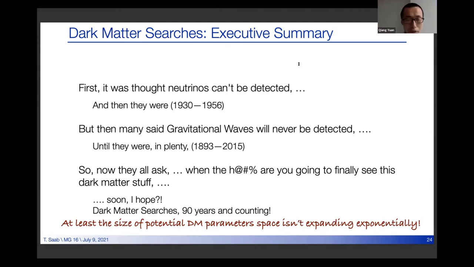Can I have a quick question? Yes. Can you distinguish this signal from, for example, the dark photon or the electron recoil?